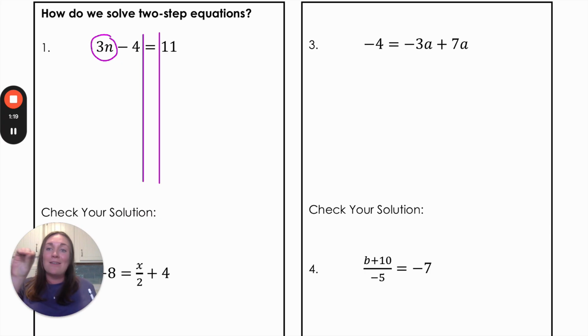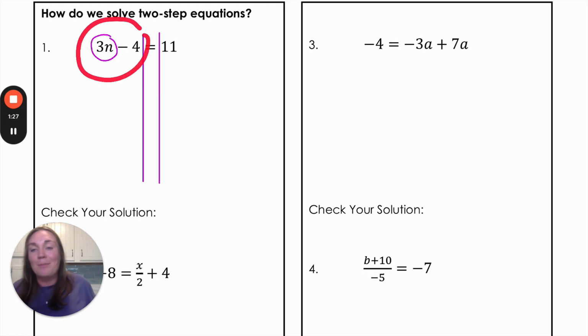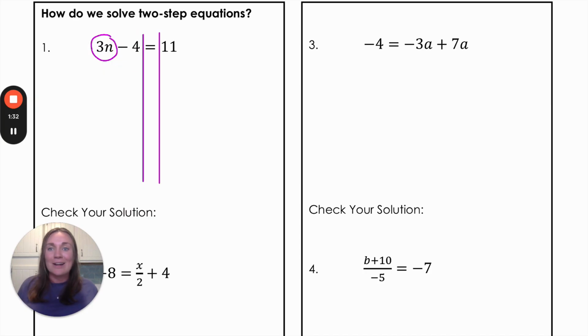And again, I'm going to save that variable for last. So whatever's in that circle or that bubble, I'm going to leave until the second step. So that means that if I'm looking on this side, I'm leaving that 3 alone for now. I need to get rid of a minus 4. So the opposite of minus 4 would be to add 4. So I'm going to write plus 4.